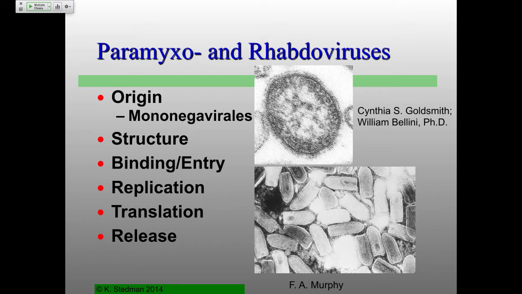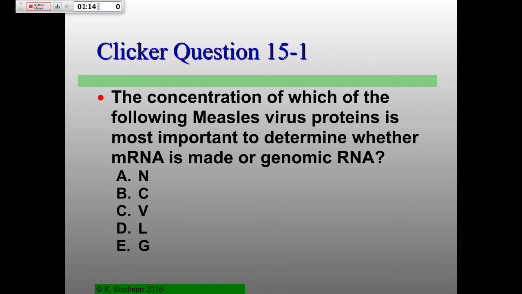Okay, more questions on paramyxos and rhabdos? Time to get out your clickers. Exactly. As this is great review for our filoviruses: concentration of which of the following measles virus proteins is most important to determine whether mRNA is made or genomic RNA, or for that matter, antigenomic RNA?